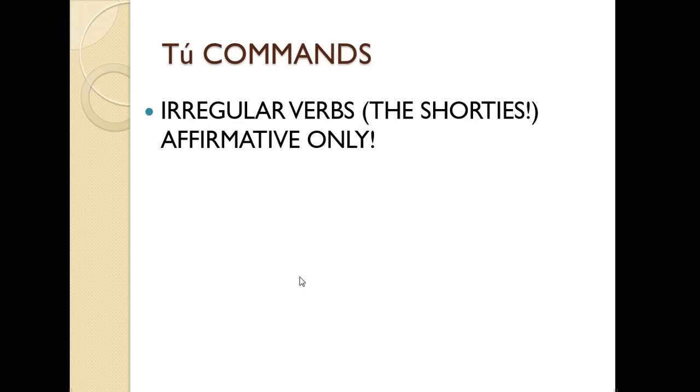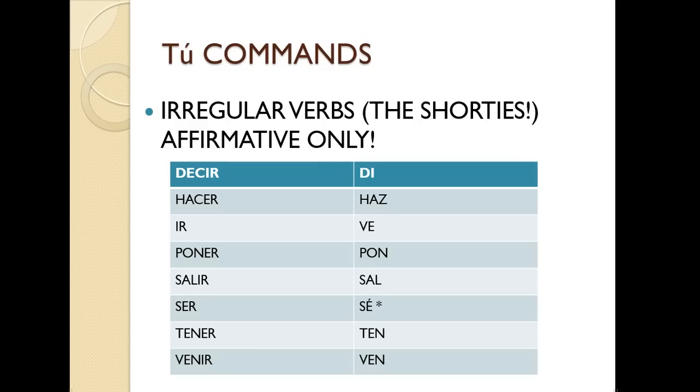There are some irregular verbs. I call them the shorties. Keep in mind that these shorties are only for affirmative tú commands. So here's our grid here. We've got decir, which is di, hacer, haz, ir, which is ve. We've got pon, sal, sé, ten, and ven. And notice that I put a little star next to the verb ser because there's an accent.